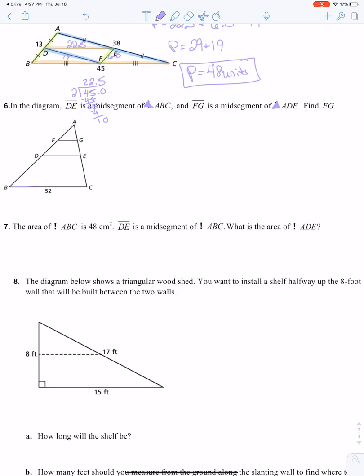Well, if BC here is 52, DE is going to be half of that, which is 26. FG is going to be half of that, which is 13. So FG has to be equal to 13 by the mid-segment theorem.